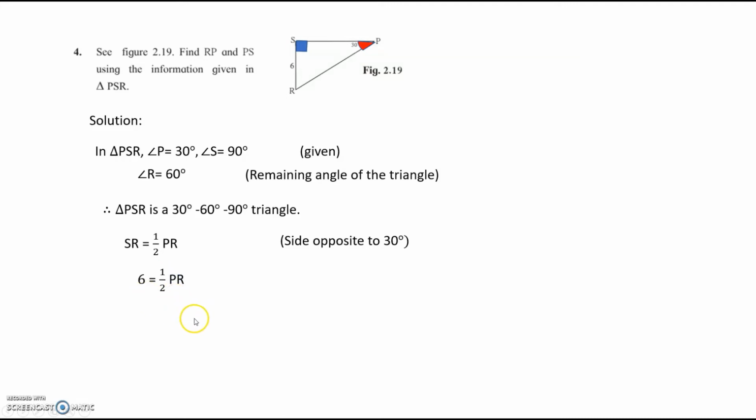Let's cross multiply. 6 into 2 is equal to PR. That is, PR is equal to 12 units. So RP, the question asked is find RP. So I've written it down.